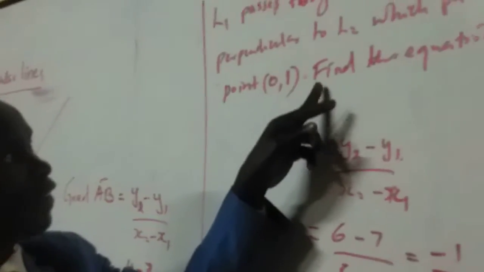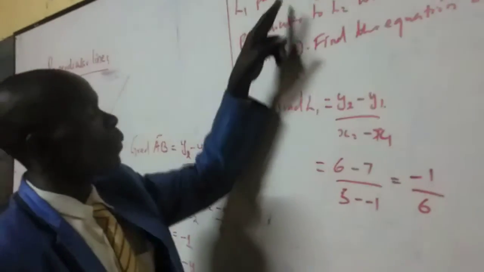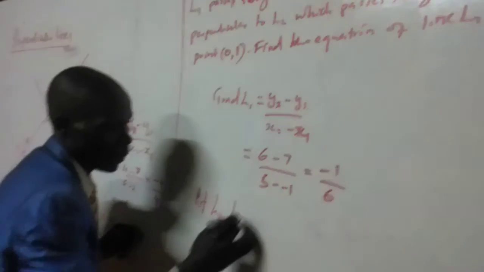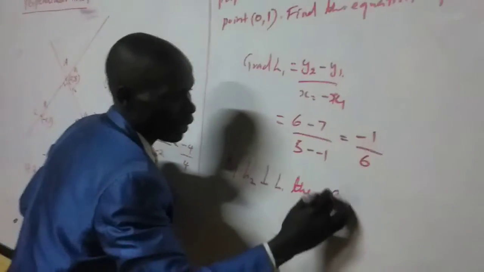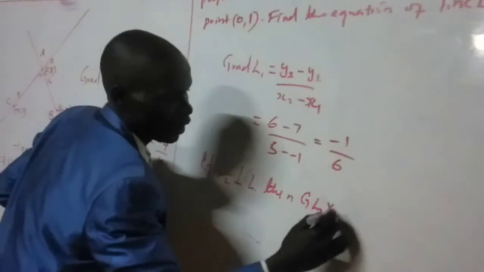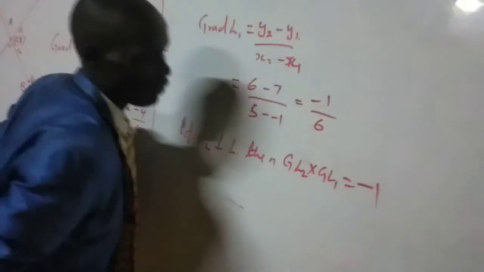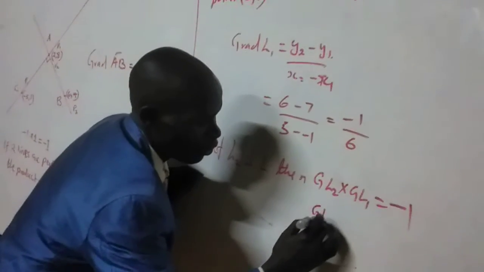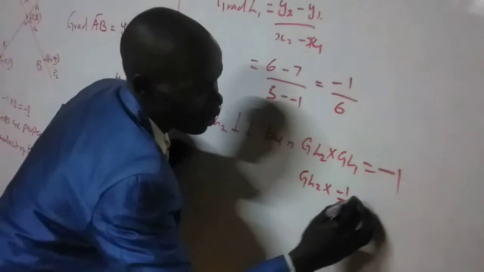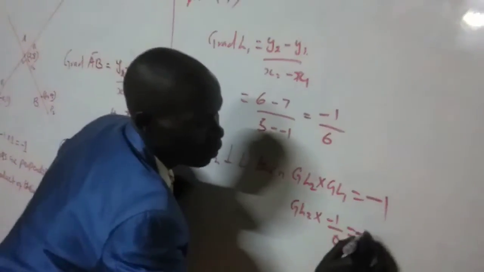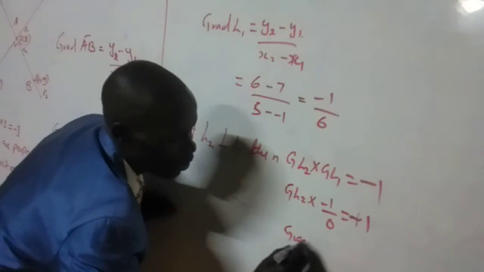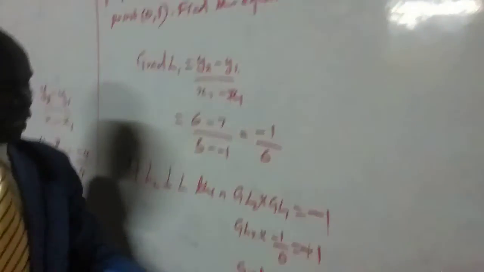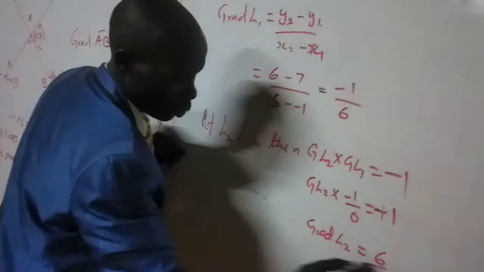And you're told to find the equation of L2, which is perpendicular to L1. Therefore, if L2 is perpendicular to L1, then the gradient of L2 times the gradient of L1 should give us negative 1. So the gradient of L2 times negative 1 over 6 should be equal to negative 1. We multiply both sides by 6 and divide by negative 1. So the gradient of L2 is 6.